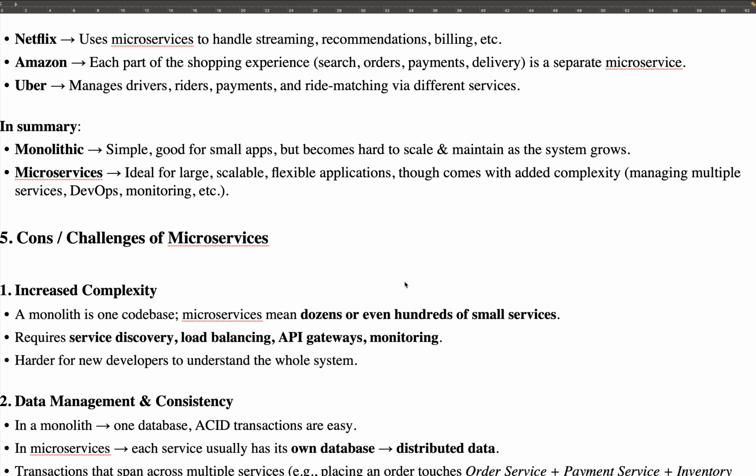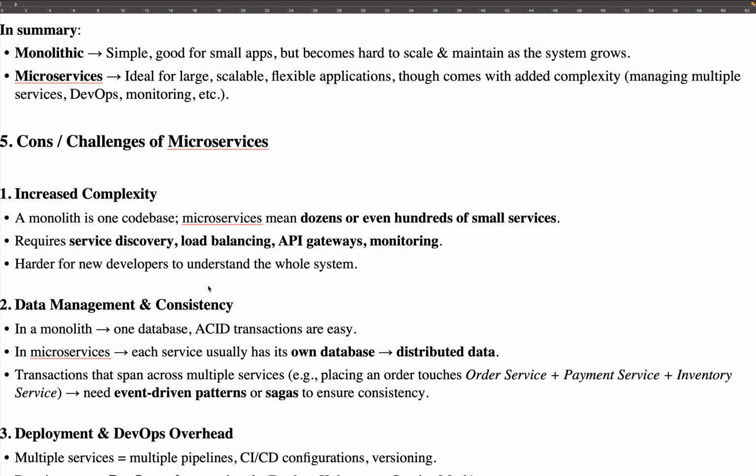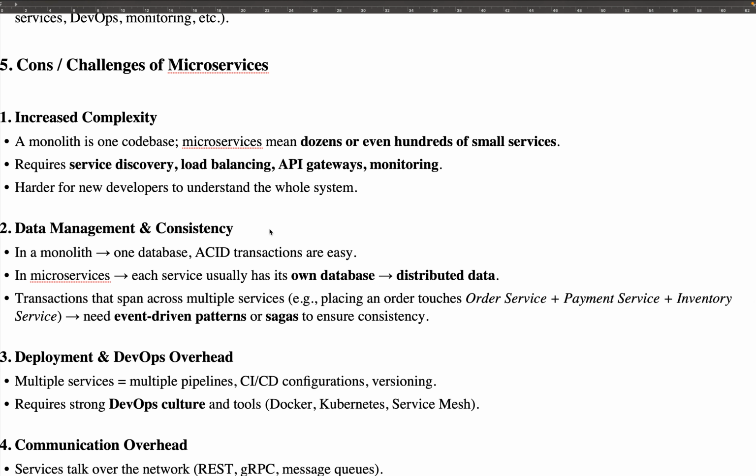Then the next point is the cons, or challenges, or disadvantages of microservices. If anything has advantages, it also has disadvantages. The first disadvantage is increased complexity. Monolithic is one code base, while microservices means dozens or even hundreds of small services, requiring service discovery, load balancing, API gateway, and monitoring, and it is harder for new developers to understand the whole system. There are many components like service discovery, load balancing, API gateways, and monitoring, which I'll explain further in the series. So it increases complexity for new developers who are not aware of microservices, or haven't worked on microservice architecture.